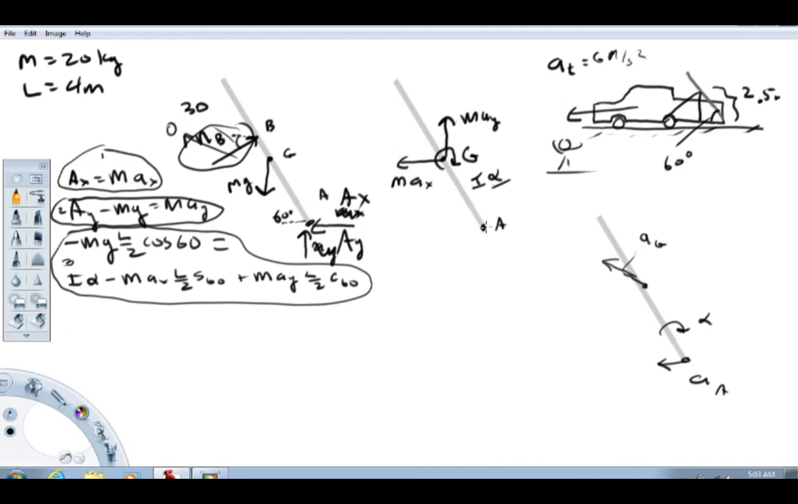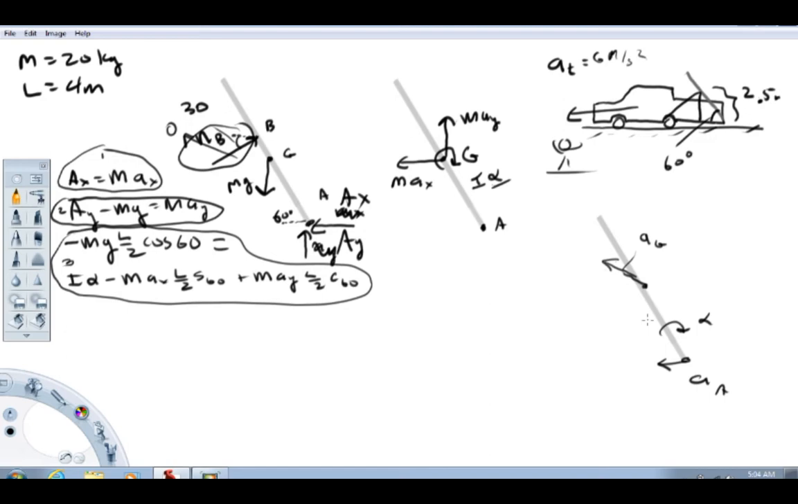Now acceleration A, now that contact point is right here. So acceleration A has got to be exactly the same as the truck, 6 meters per second squared to the left. It does not have a y component to it. The only way this could have a y component is if we had significant rotation, but we don't at this point. When this thing starts rotating, the angular velocity is still 0. So there's no centripetal acceleration terms anywhere in sight yet.